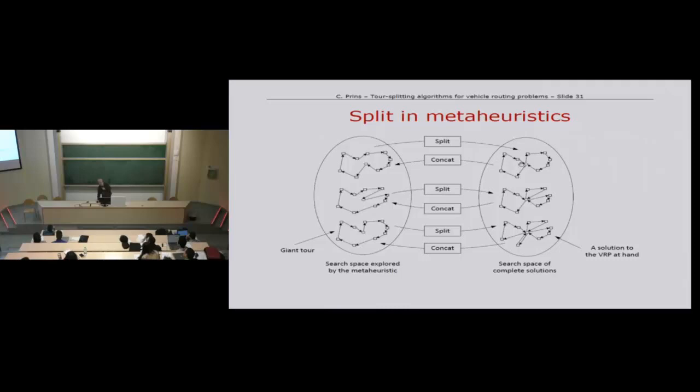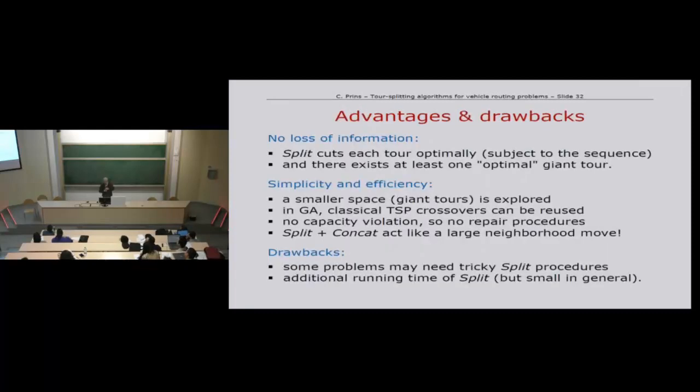And the metaheuristics is going to navigate between the two spaces. So from one giant tour, you can get a VRP solution using a split. And to go back, you use concat, the procedure that I call concat. So the advantages and the drawbacks: there is no loss of information. Why? Because we saw that split cuts each giant tour optimally, subject to the sequence. And there exists at least one optimal giant tour. So this is an important remark.